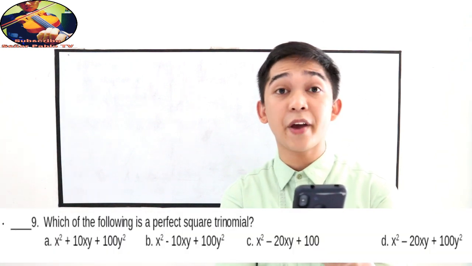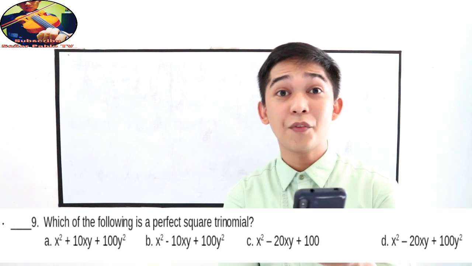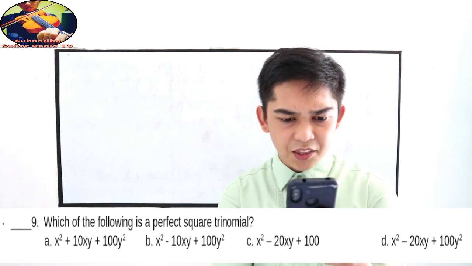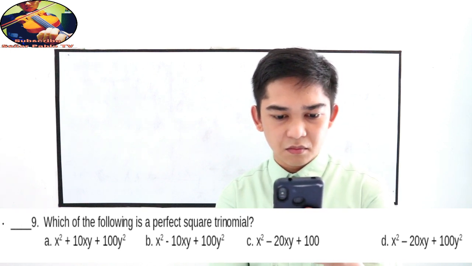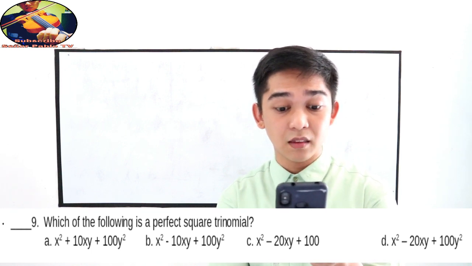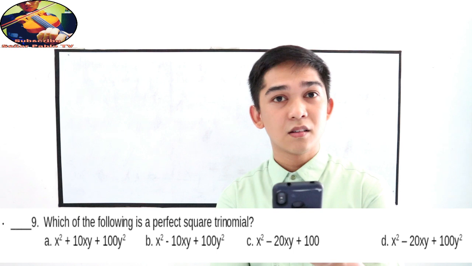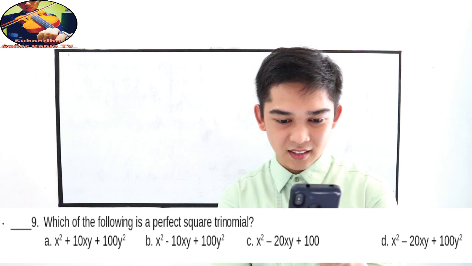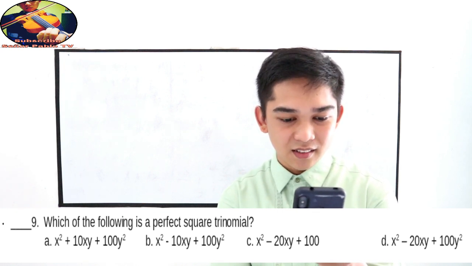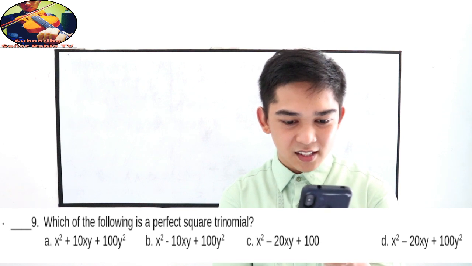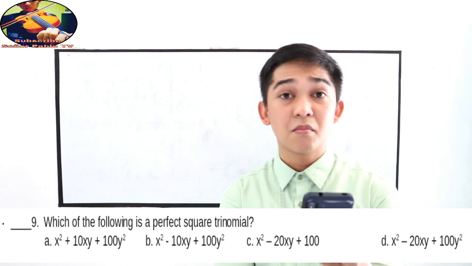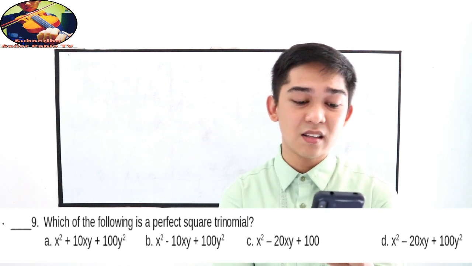Next, number 9. Which of the following is a perfect square trinomial? So yung condition natin, si first term and the third term must be a perfect square. Letter A, mali. Kasi yung middle term natin dapat ay 20. B, mali din. Letter C, yung middle term natin ay may y. So, mali din si letter C.